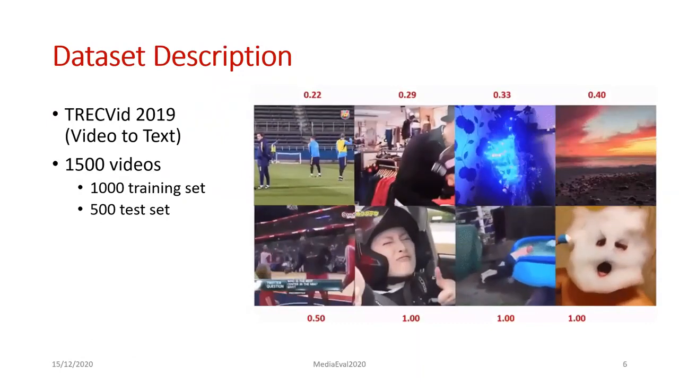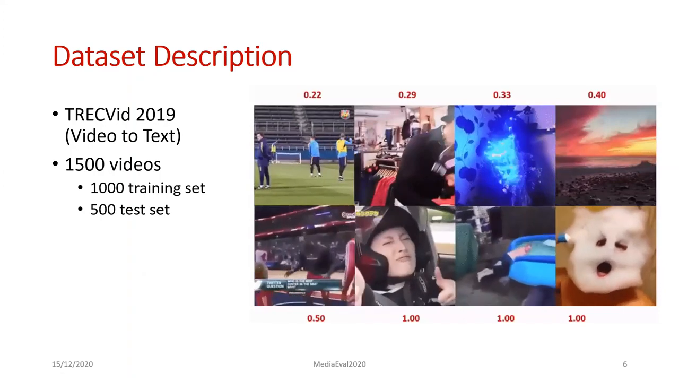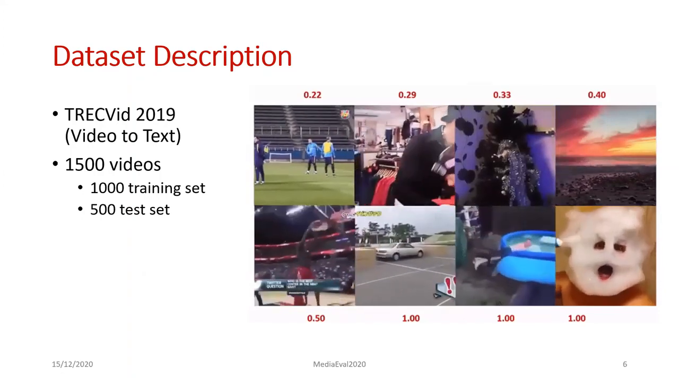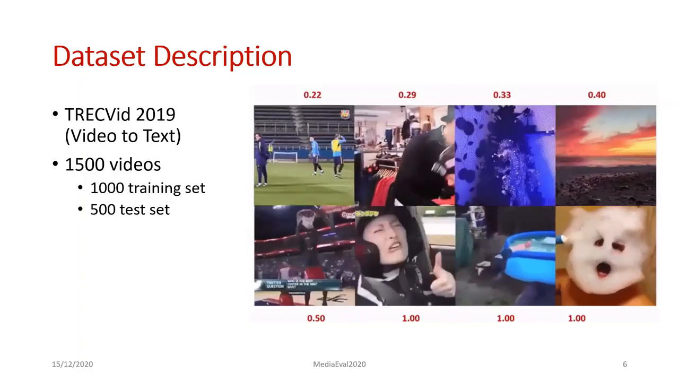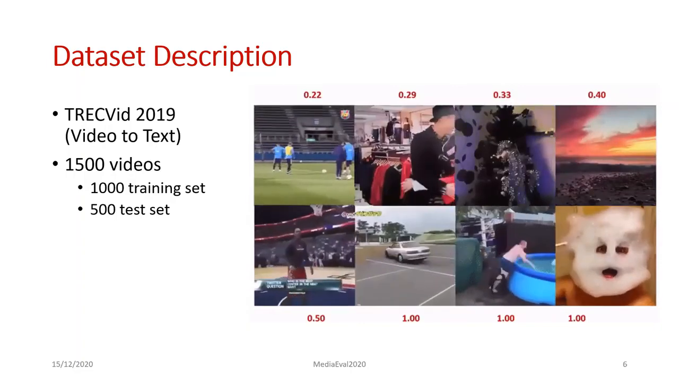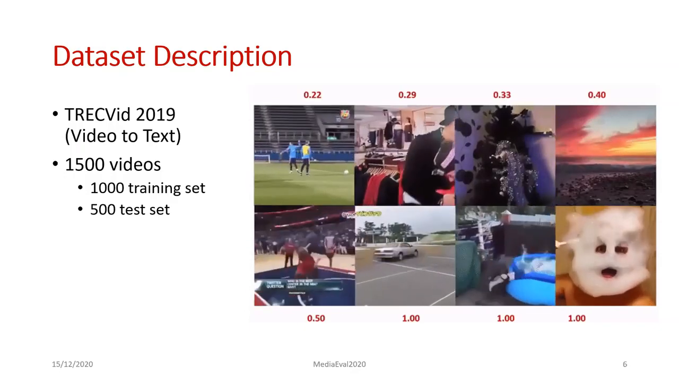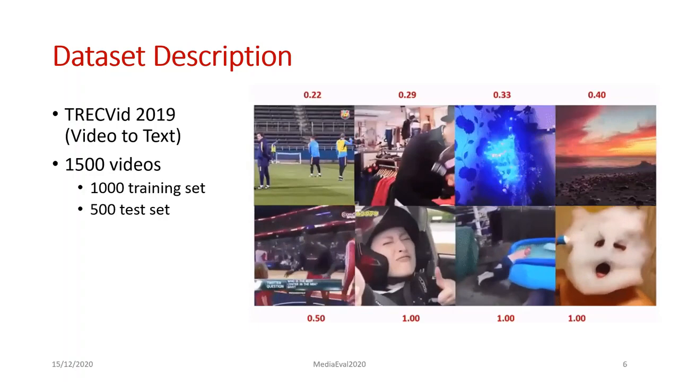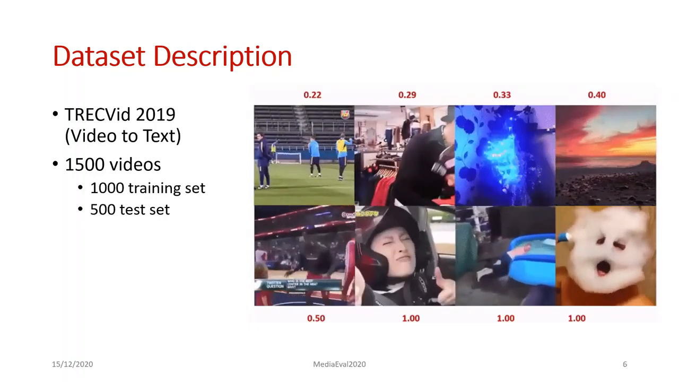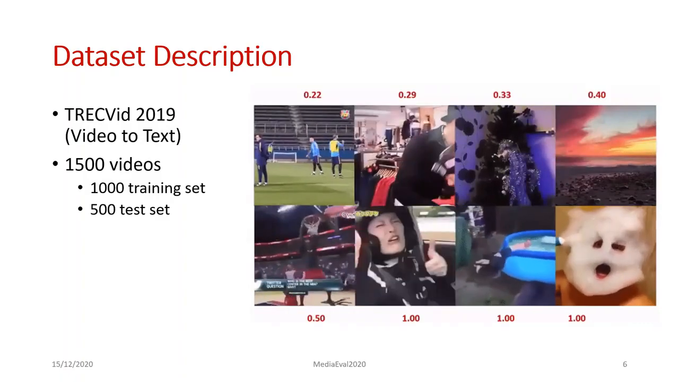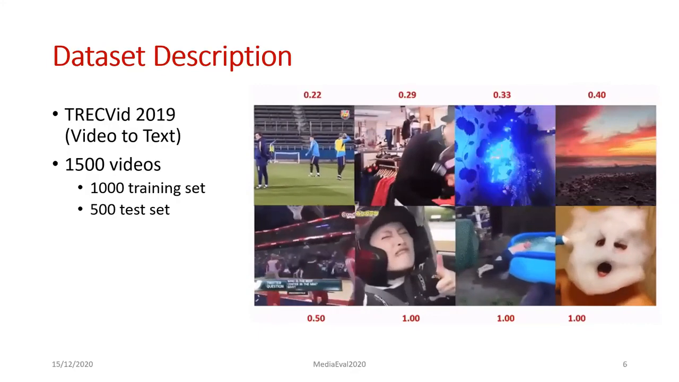The TRECVid 2019 dataset is composed of 6,000 videos, but it was not possible for us to annotate all videos, so we selected only 1,500 videos having more annotations. Firstly, we released 590 videos and updated it with 410 more training video samples. We evaluated submissions on 500 test sets.